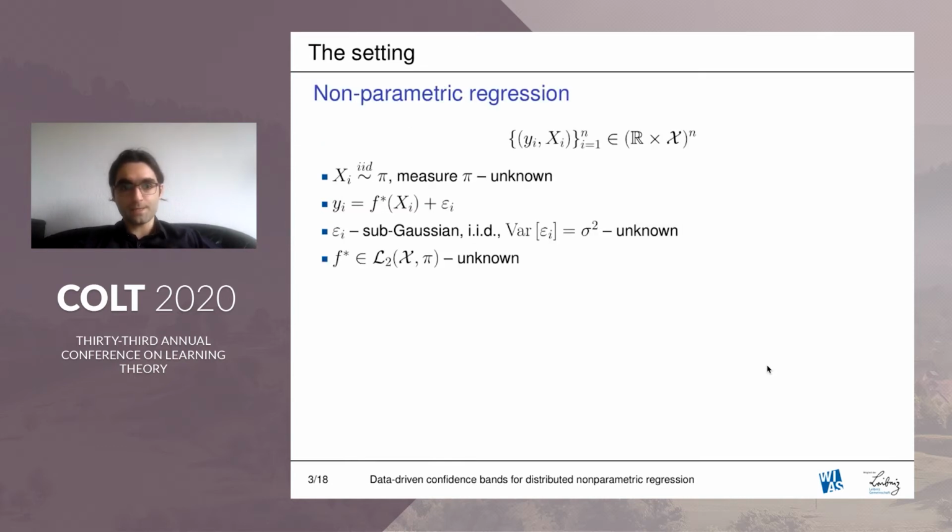The setting is fairly standard. We consider n data points, n pairs of response and covariate. Response is univariate. Covariate is, generally speaking, multivariate. It comes from the compact X, and all the covariates are drawn independently with respect to the measure pi. Pi is unknown. The responses are the values of some unknown function f star being corrupted by noise, which is believed to be sub-Gaussian, independently identically distributed, with some unknown variance.